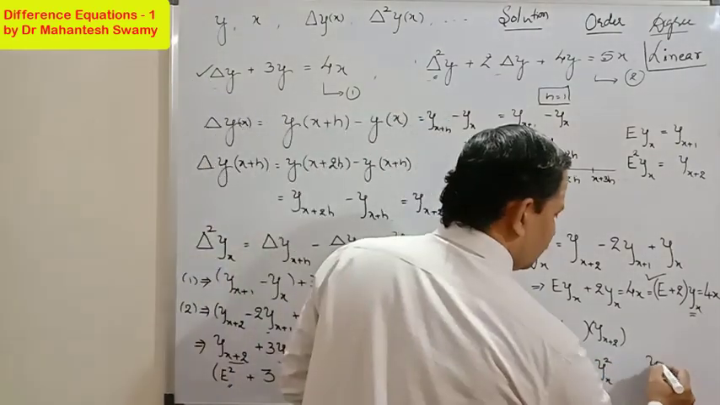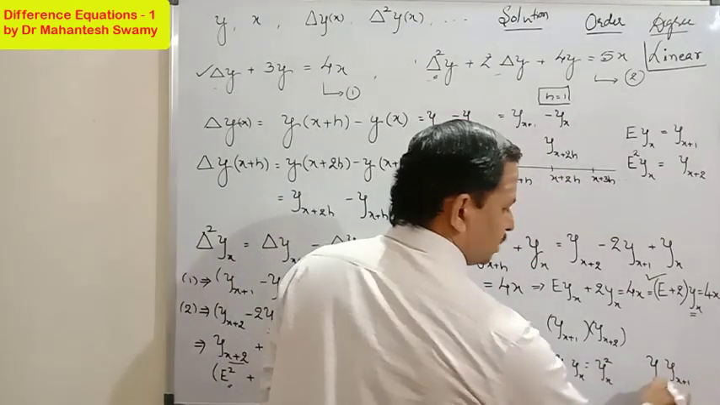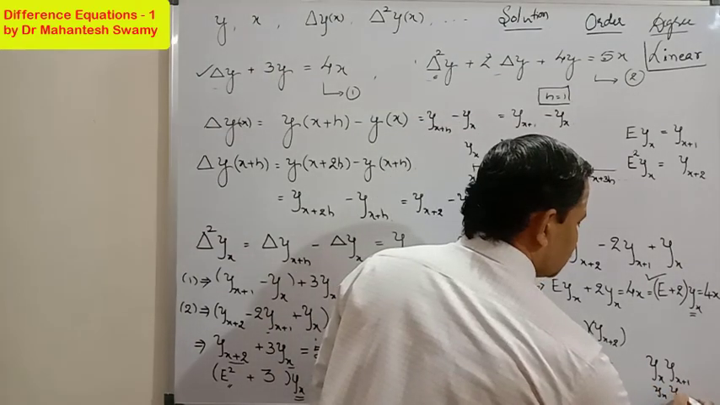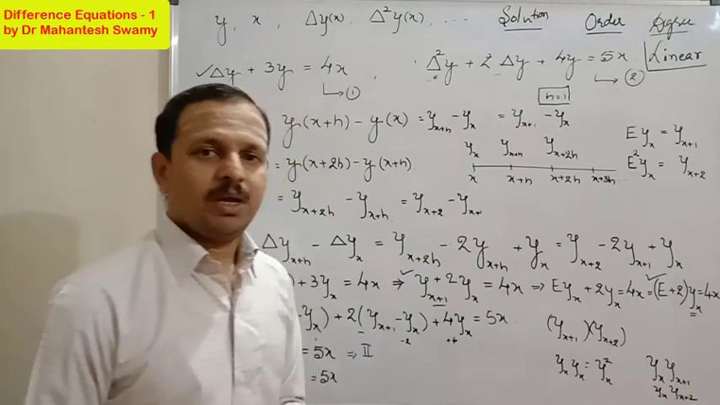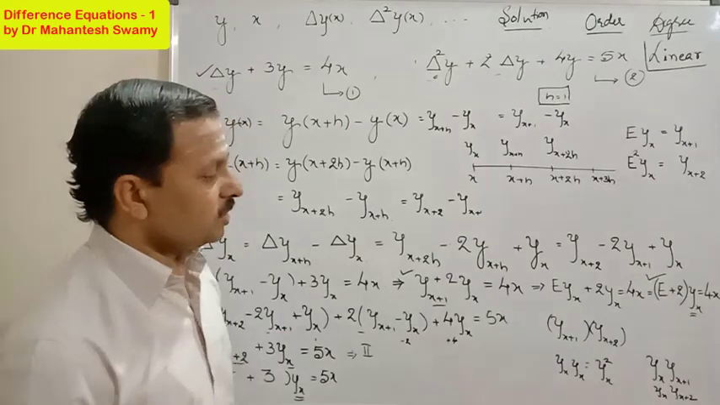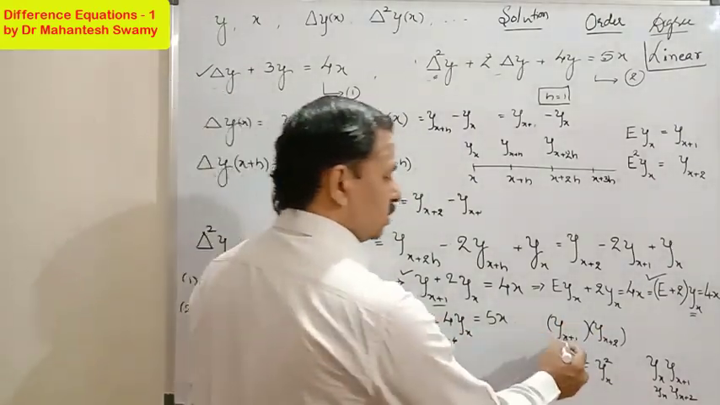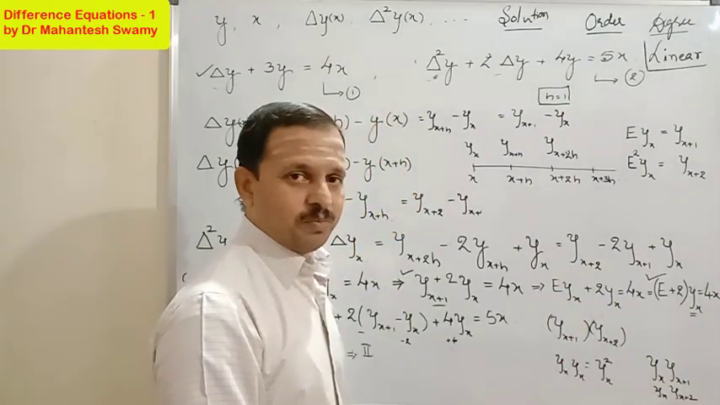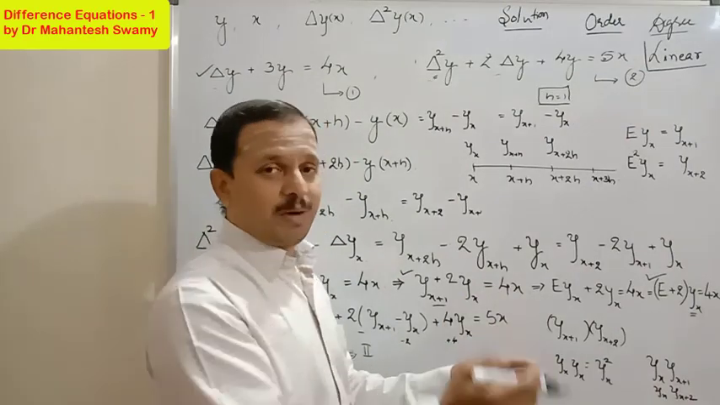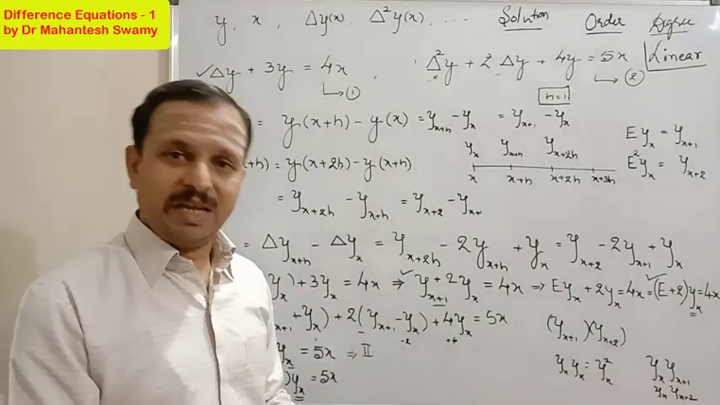And y(x) should not be multiplied with any of the differences. y(x) should not be multiplied with y(x+1). y(x) should not be multiplied with y(x+2). This is the second condition: the dependent variable should not be multiplied with any of the difference terms. And two difference terms also should not be multiplied. That is, y(x+1) should not be multiplied with y(x+2), or even y(x+1) with itself, or y(x+2) with itself. If this is the case, then we call the difference equation a linear equation.